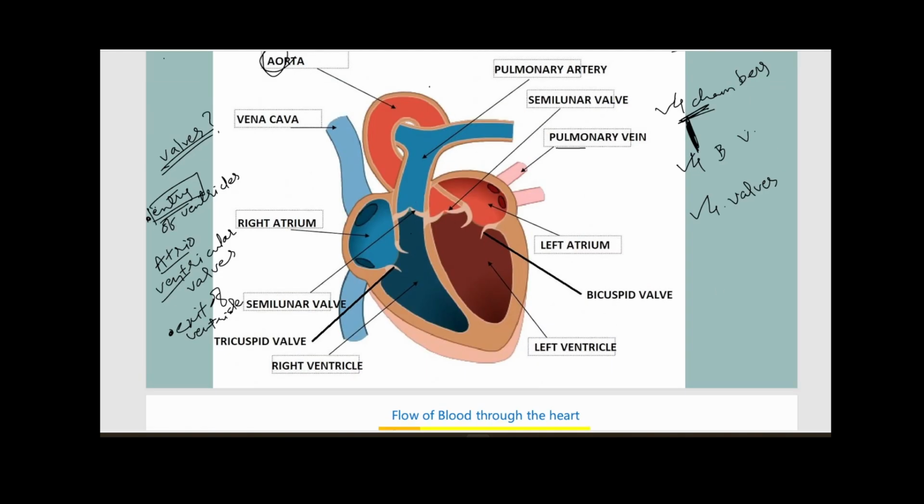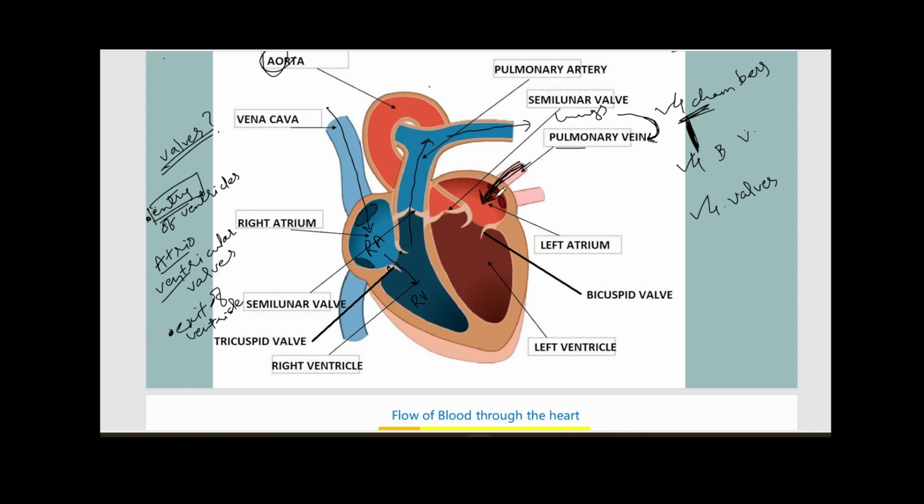If I show you here again, the blood will enter the heart through the vena cava, the first chamber, which is the right atrium. Then through this atrioventricular valve, it goes into the right ventricle. From the right ventricle, it goes to the pulmonary artery and then goes to the lungs. After it gets oxygenated in the lungs, it will come back to the heart through the pulmonary vein. So the pulmonary vein takes the blood to the left atrium.